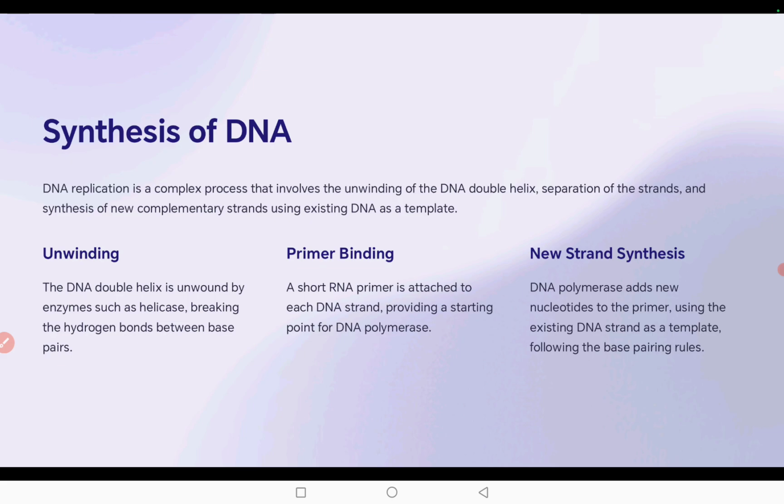A short RNA primer is attached to each DNA, providing a starting point for DNA polymerase to synthesize the sequence of DNA. RNA polymerase adds new nucleotides to the primer using the existing DNA strands as a template, following the base pair rules. तो इस तरह से आपके डीएनए का सिंथेसिस होता है। इसमें आरएनए पॉलीमरेज प्ले अ इम्पॉर्टेंट रोल which arrange the nucleotides in particular sequence.